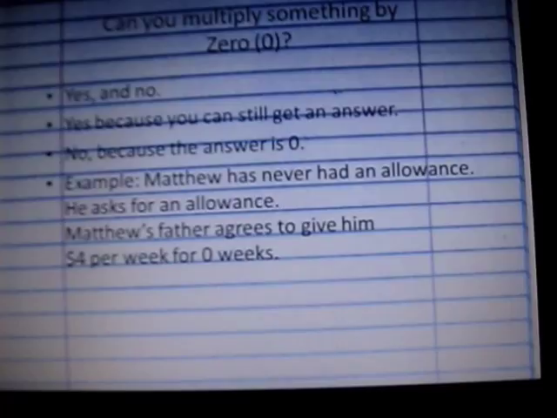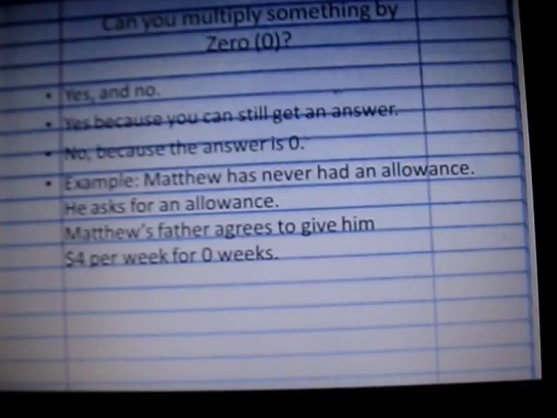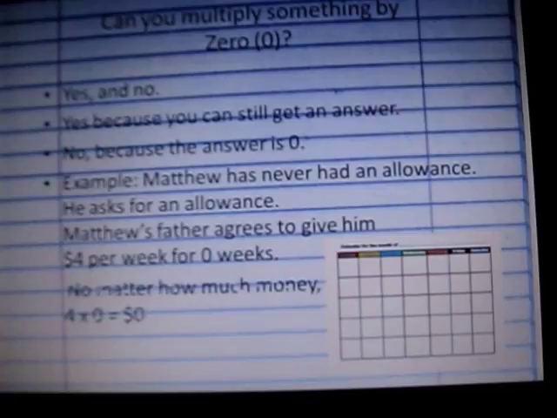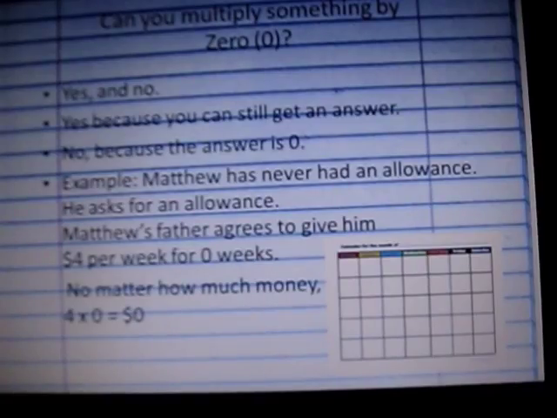Example, Matthew has never had an allowance. He asks for an allowance. Matthew's father agrees to give him $4 per week for 0 weeks. Think of it this way. Look at a calendar. Can you find 0 weeks on a calendar? No matter how much money, 4 times 0 is $0. Wah, wah. Sorry, Matthew.